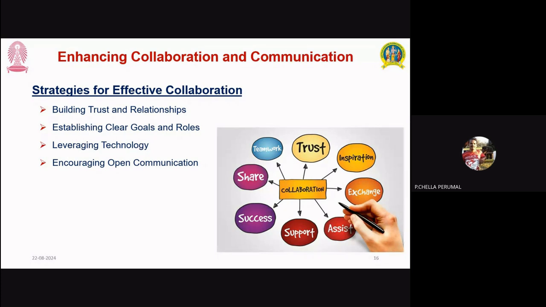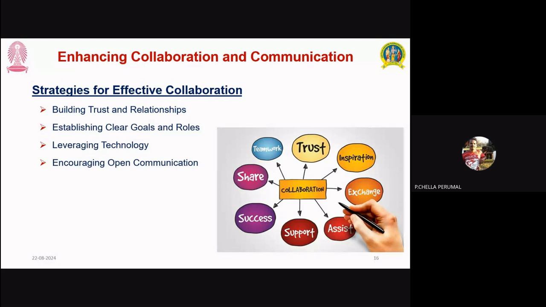Establishing clear goals and roles. Clear goals and defined roles ensure that all collaborators understand their responsibilities and the objectives they are working towards in the projects. This clarity prevents duplication of efforts and helps to maintain focus. For example, in a research project, assigning specific tasks such as data collection, analysis, and writing to different team members based on their expertise can streamline the process and ensure that all aspects of the project are covered.